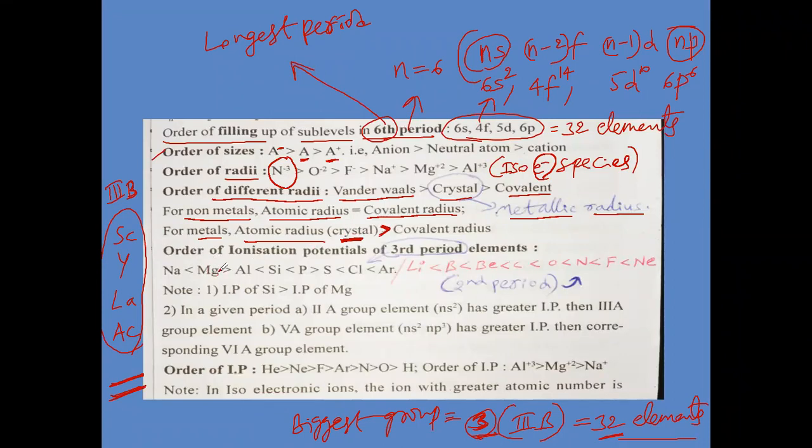Next again. Now order of ionization potential of the third period. Suppose you get the third period, what are the elements? Sodium, magnesium, aluminum, silicon, phosphorus, sulfur, chlorine, argon. Which one has the highest ionization potential always? Group 18, argon, inert gas. After that, halogen. After that, phosphorus and sulfur, which is group 15 and which is group 16. Which will have more ionization potential? Group 15, phosphorus.